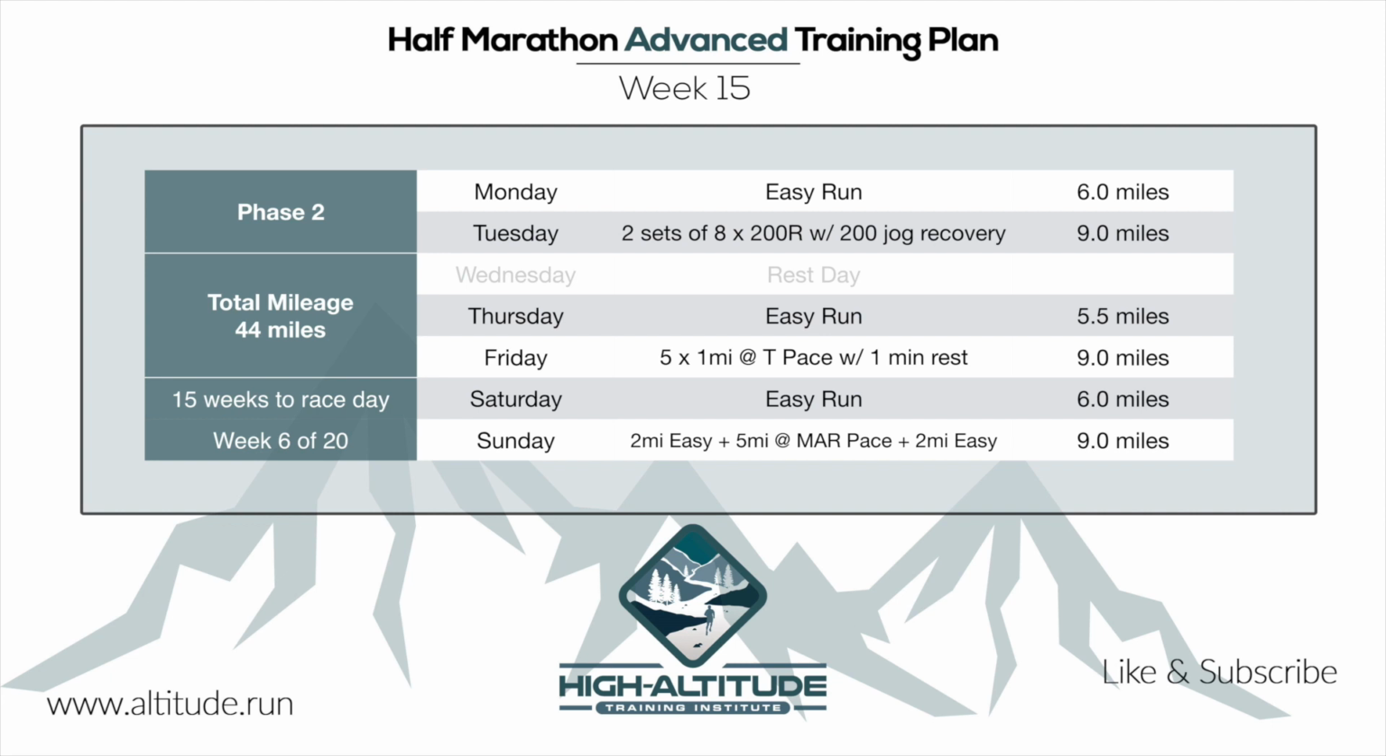And on Thursday, an easy run, 5.5 miles. And then on Friday, a traditional T run with 5 times 1 mile at T pace, threshold pace, with 1 minute rest in between. And that's a total of 9 miles, including 2 miles of warm-up and 2 miles of cool-down on all of these Tuesday and Friday threshold quality runs. On Saturday, we're going to have an easy run, 6 miles, and then on Sunday, a marathon pace run: 2 miles easy, 5 miles at marathon pace, and 2 miles easy.